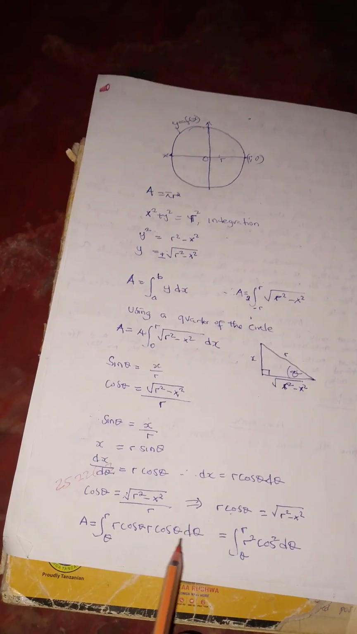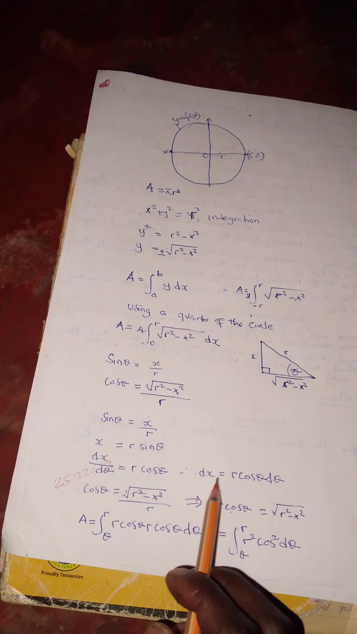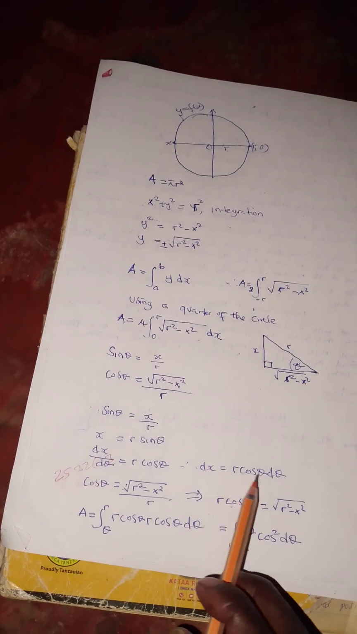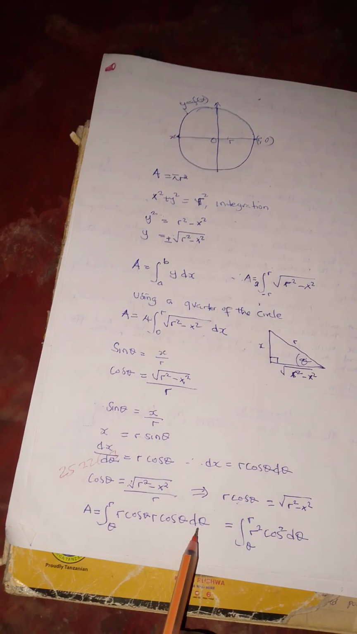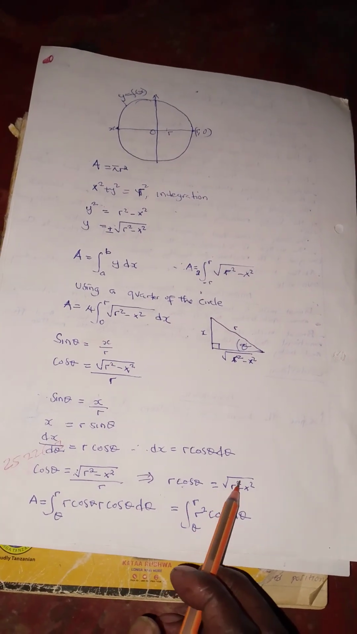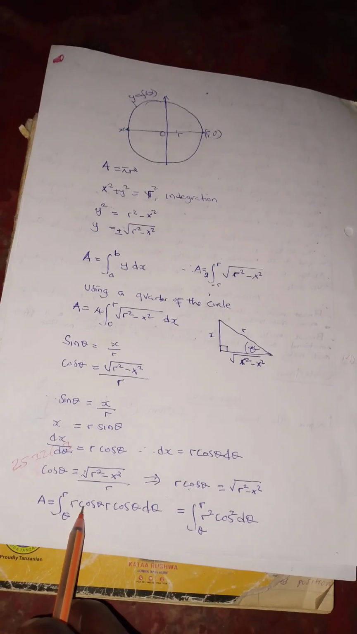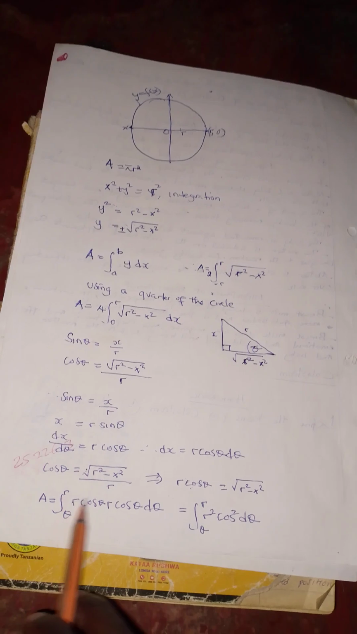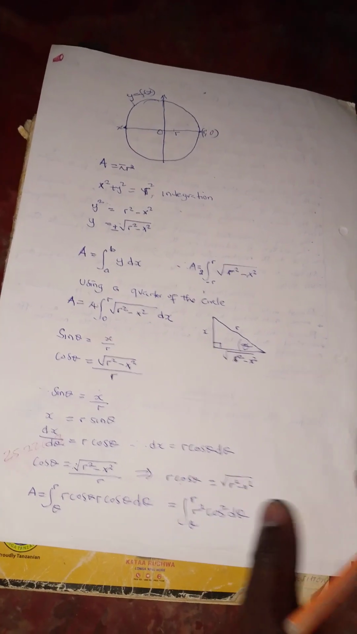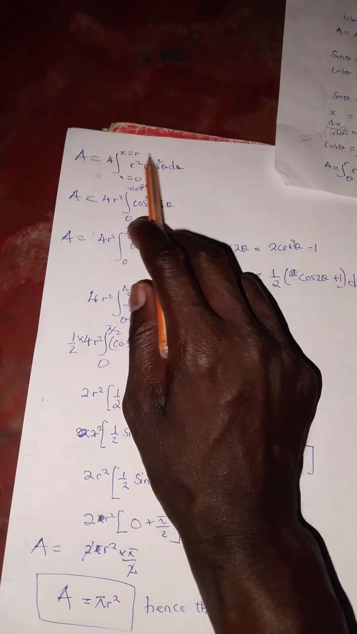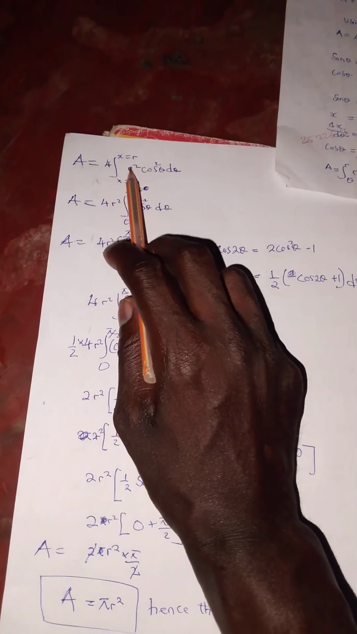Now that we know dx, where there's dx here, we are going to replace it with r cos theta d theta. So I'm going to put d theta there. Okay. Then where there is this function, I'm going to replace it with this one. And then if you multiply, r times r is going to be r squared, and then cos times cos is going to be cos squared theta d theta. Okay. So from there, what I did was, now we have changed the function.